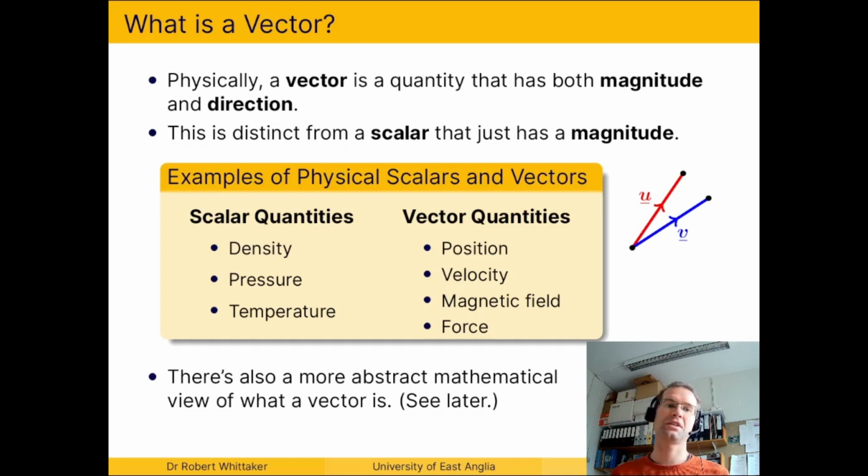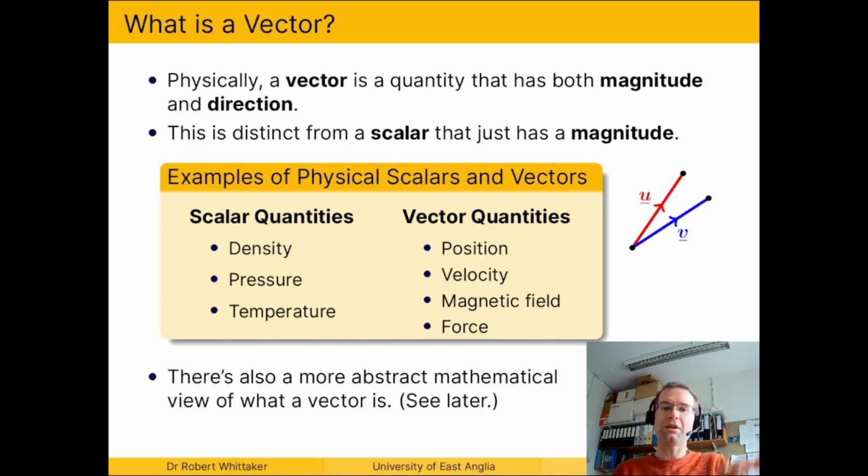In terms of velocity, we don't just want to know how fast something is moving, we want to know which direction it's moving in as well. So there's the magnitude or speed that tells you how fast you're going, but there's also the direction that tells you which way you're going. And it's similar for the other quantities as well. For force, we don't just want to know how big the force is, we also want to know which direction the force is applied in. And obviously that makes a big difference.